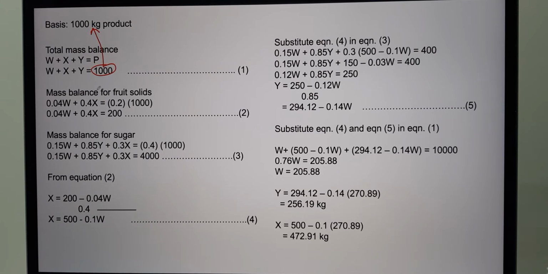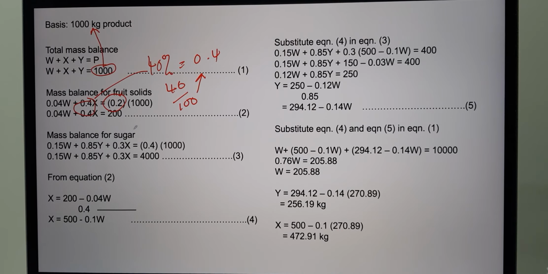Alright, so the second one, mass balance for fruit solids. Okay, from the information given, 0.04W plus 0.4X. Where does 0.4X come from? This one is from 40%. 40% equals 0.4, whereby 40 divided by 100. So, 0.04W plus 0.4X equals 200. This particular 200 is 20% times 1000, you will get 200. So, this one is the second equation.